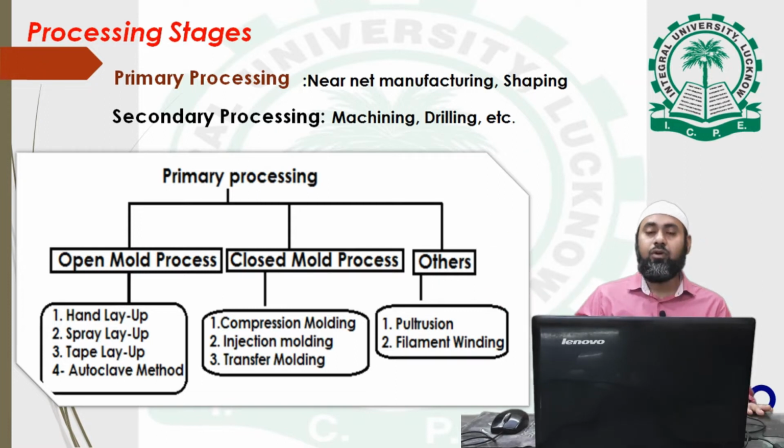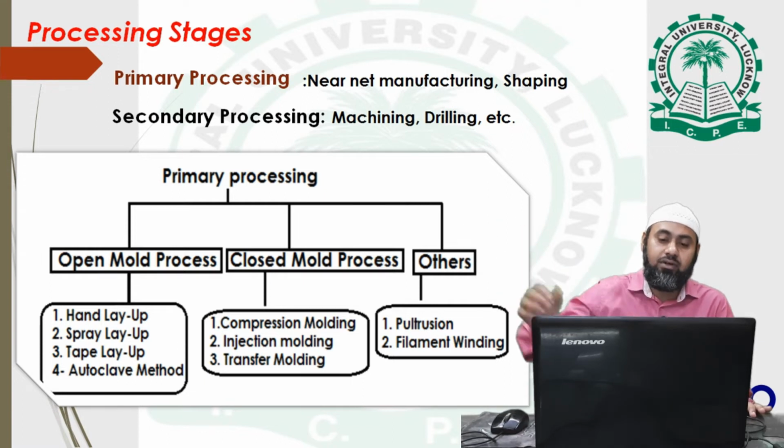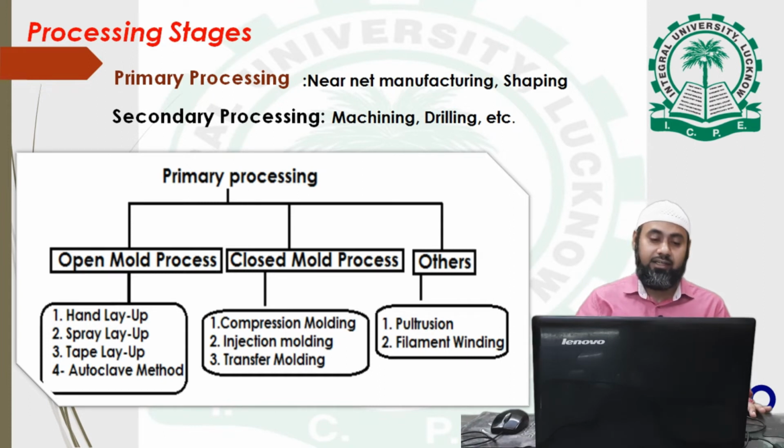In the open mold process, various processes are used to shape and manufacture the composite. The first is hand layup, then spray layup, tape layup, and the autoclave method. These four processes are used in open mold processing. The second category of primary processing includes compression molding, injection molding, and transfer molding. The third category, miscellaneous or other, includes pultrusion and filament winding. So this is the complete classification of primary processing of polymer composites.